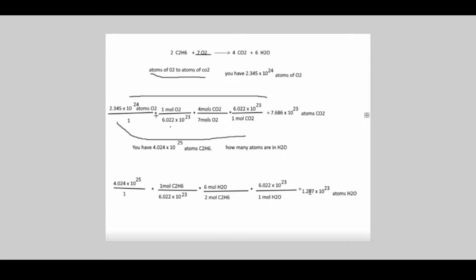So, you plug in this number down here. You convert this using Avogadro's number, taking this number and converting it to moles. Now you should put 2 down here for C2H6, because 2 is a coefficient. And then you come up here to 6, and you get 6 moles of H2O. You come down here and you put 1 mole of H2O, and then Avogadro's number on top. After you multiply everything on top and divide by everything on the bottom, you should get 1.207 times 10 to the 23rd power of atoms.